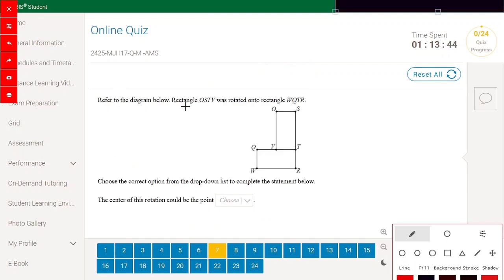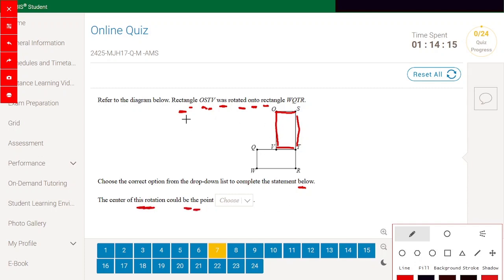Refer to the diagram below. We have rectangle OSTV. This is the rectangle. It was rotated onto rectangle WQTR. Choose the correct option from the drop-down list to complete the statement below. The center of this rotation could be the point.